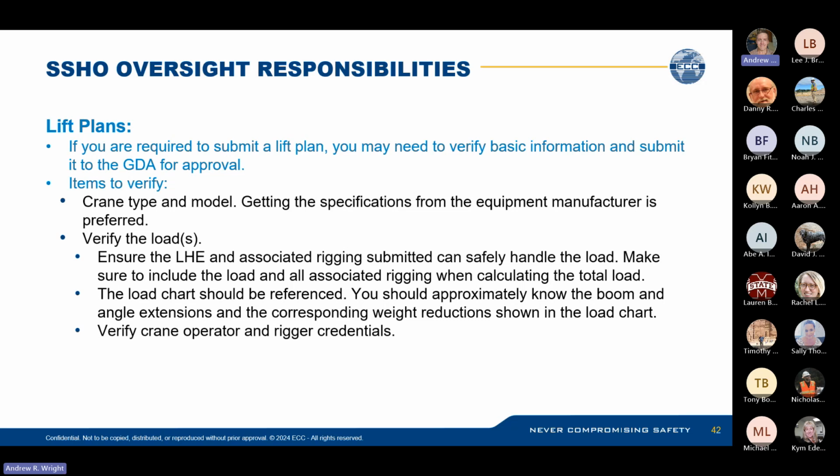You could verify the loads, ensure the load handling equipment and associated rigging submitted can safely handle the load. Do a spot check. If you've got a 10,000 pound load and they submitted rigging that is only rated for 2,000 pounds, that should be your red flag and you should get that corrected. You want to make sure to include the load and all associated rigging when calculating the total load. So if you need to calculate the load, don't just calculate the load itself. You need to incorporate the weight of the rigging as well.